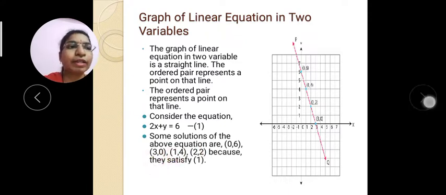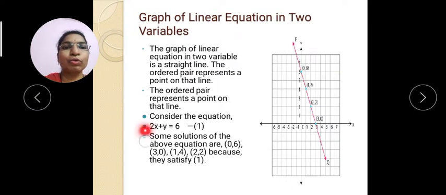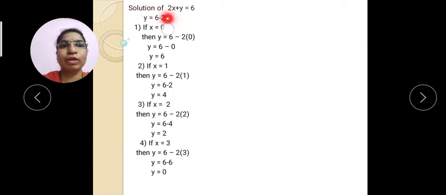How do we calculate these coordinates? See, now the solution. The equation is 2x plus y is equal to 6. Same equation I am using here. After isolating y, y is equal to 6 minus 2x. The 2x is shifting to the right side, and it becomes minus 2x. Now, substitute the value of any one variable, and you will get the value of the other variable.